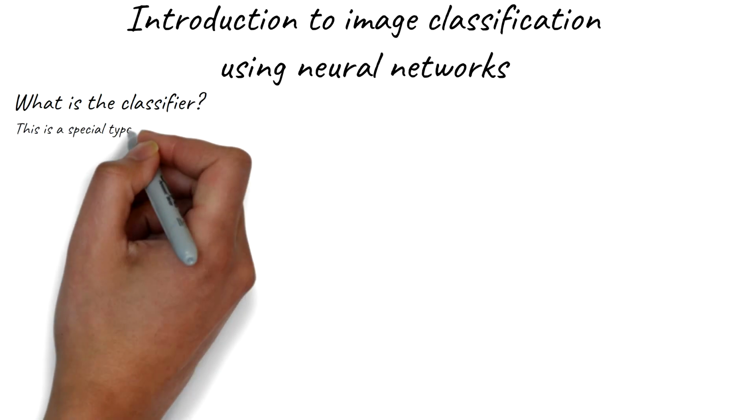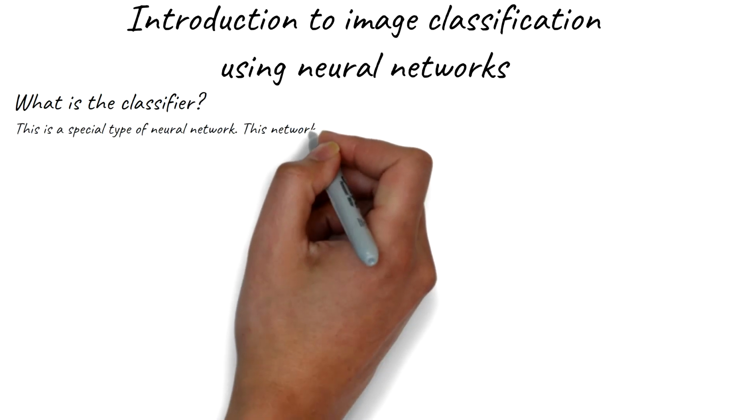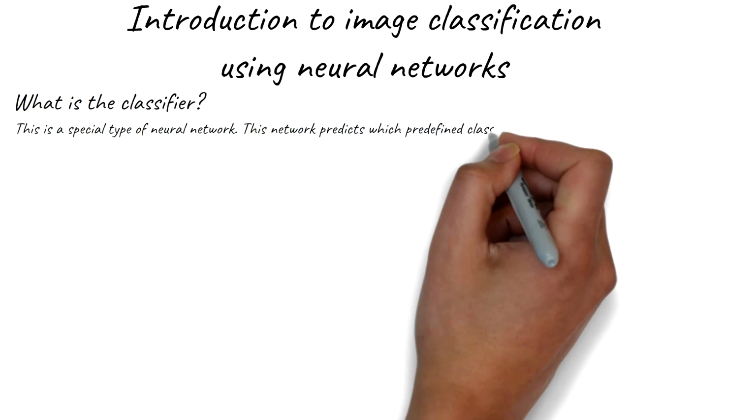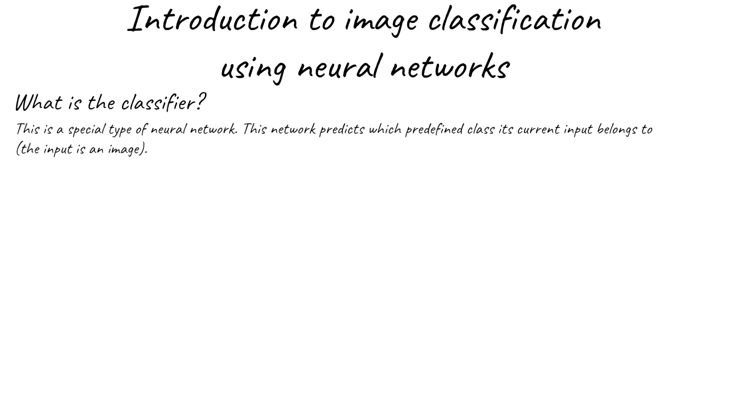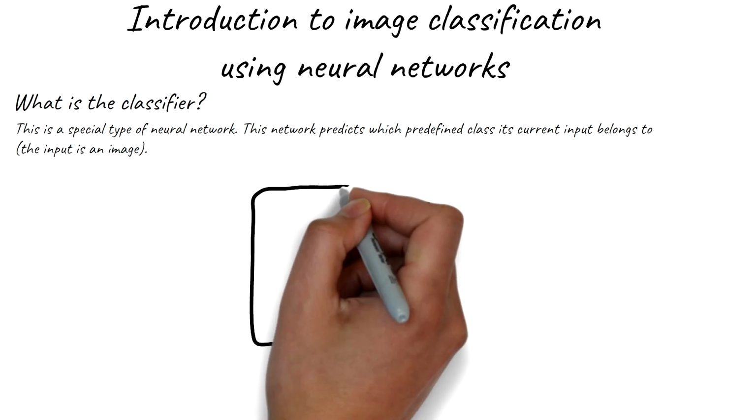This is a special type of neural network. This network predicts which predefined class its current input belongs to. In our case, the input is an image. We will immediately show one example.